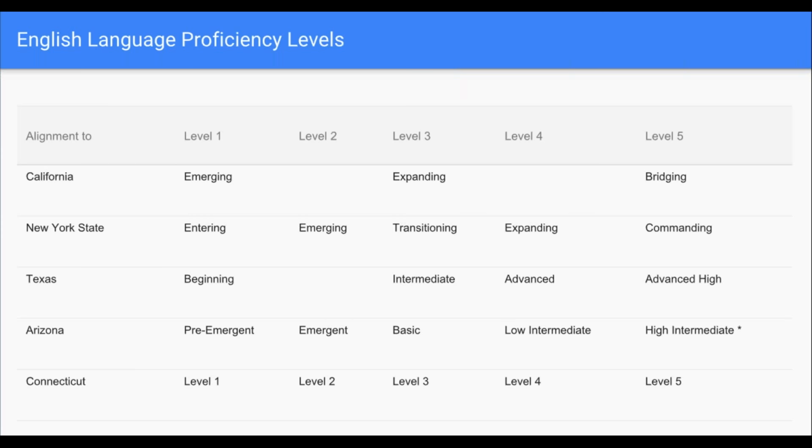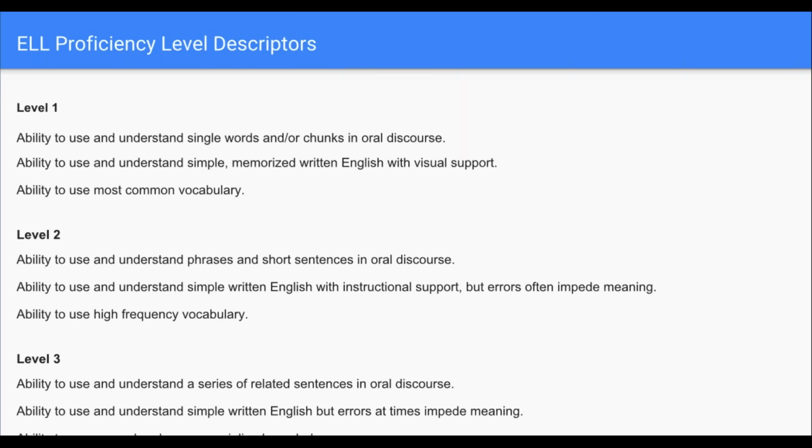So these are evaluated on an annual basis, and as the student progresses, they will go into the different levels. Now this is important because you need to know what level your student is at, so what level of support to provide them. And I did include some of the descriptors for these levels. There's another slide as well that goes into levels 4 and 5. There's obviously a lot of information, but I just wanted you to be able to see the difference between a level 1 and a level 5.